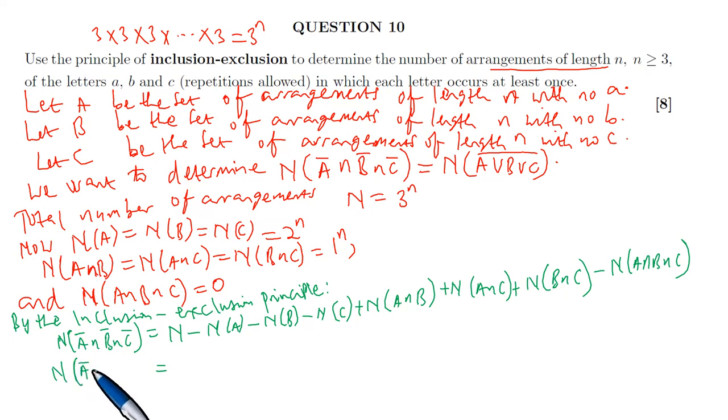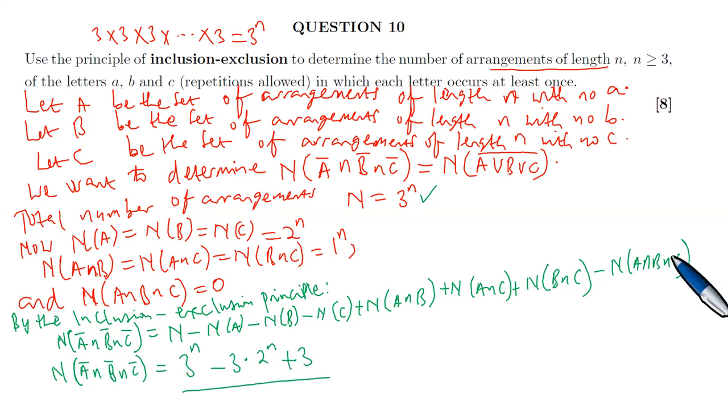So you have complement of A, complement of B, the complement of the set C. Goodness me, 3 to the power n. Is this the number of the arrangements? Total number of the arrangements is 3 to the power n. And then we have A intersection B, and so on, is 2 to the power n, but there are three of them, so you can look at 3 times 2 to the power n. N of A intersection B intersection C, it's 1 to the power n. You can view that as just 1. So if you add all of them, it's going to be 3. And then this one here is 0. So this is the result.